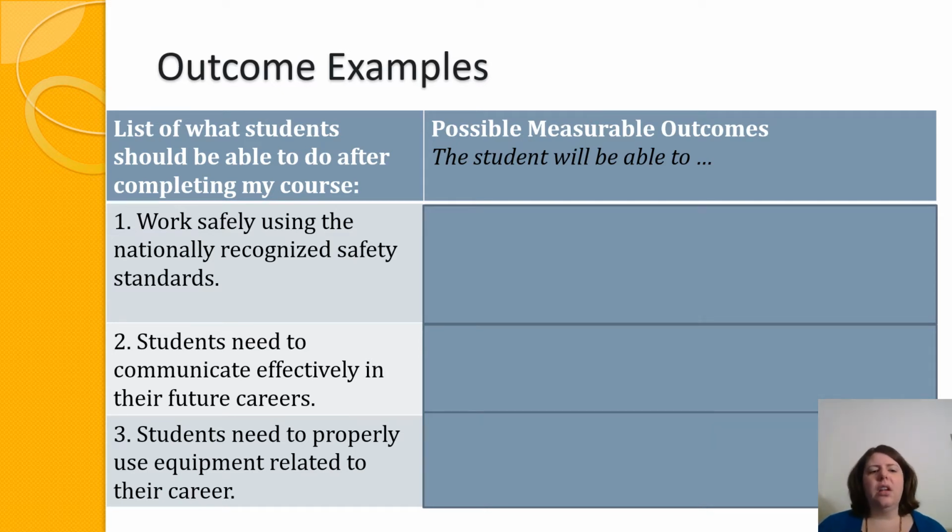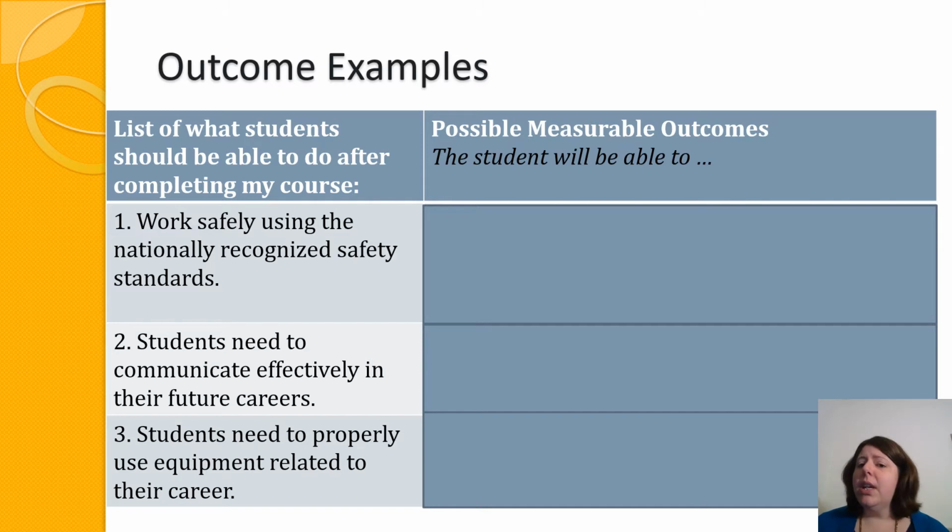The next thing that I said my students should be able to do once completing their program is communicate effectively. The next one is students should be able to properly use equipment related to their career. So these are just a few examples of what students should be able to do in my example course. So possible outcomes that I could write for each one of those, and you'll notice I have several outcomes for each one of these. We don't have to just have one statement per listing of what we should be able to do, but you could.